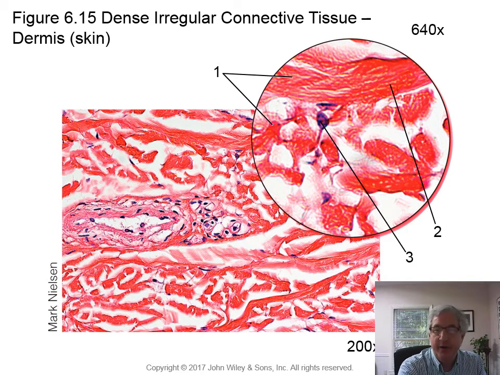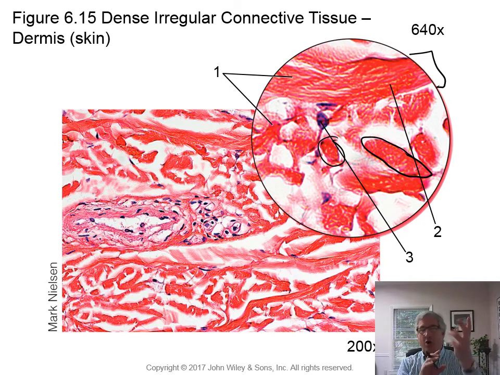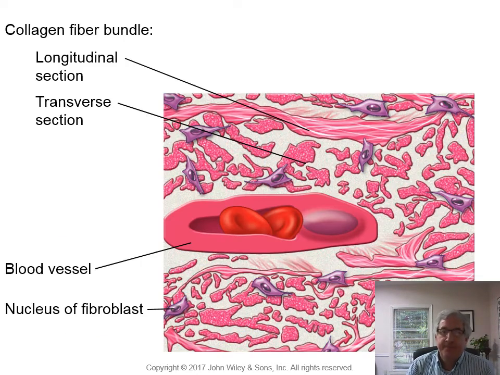So here you go. Here is a longitudinal cut through one. Here's more of a round one here. Here's more of an oval here. So these fibers are all kind of jumbled; they're all going different directions. That's what dense irregular connective tissue is: the collagen is arranged irregularly in the tissue. Okay, next slide.